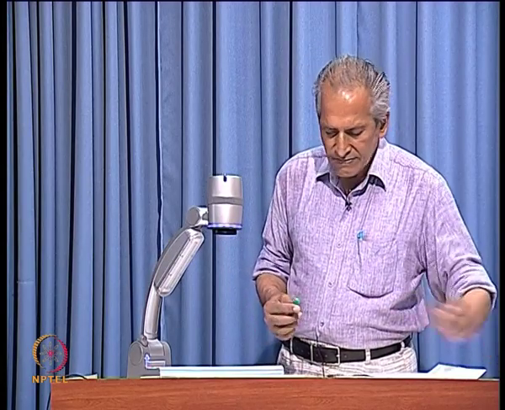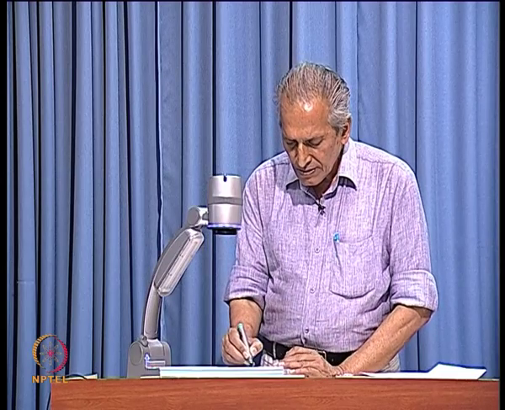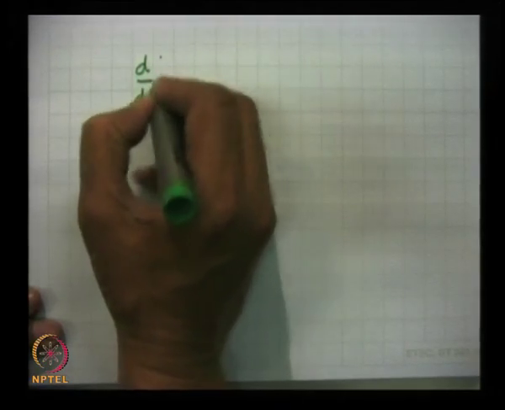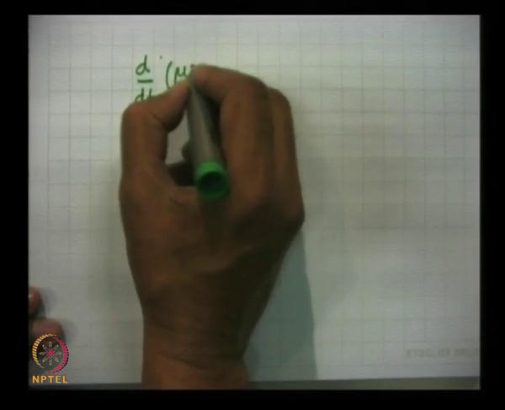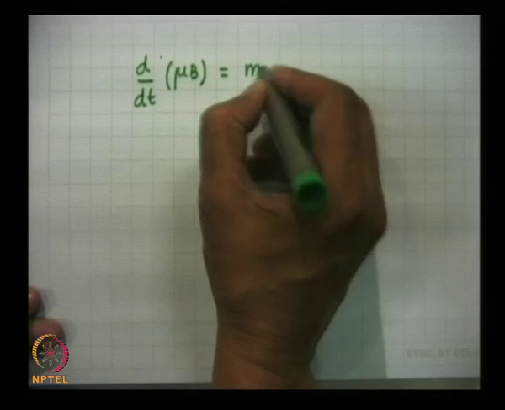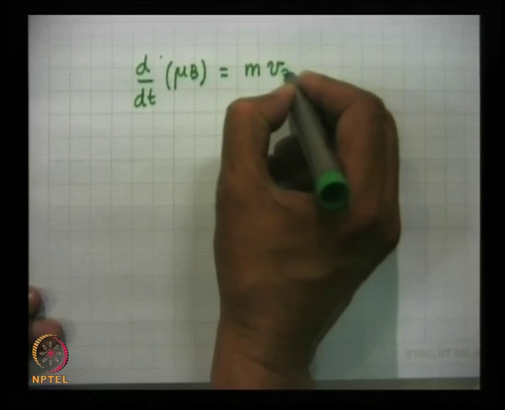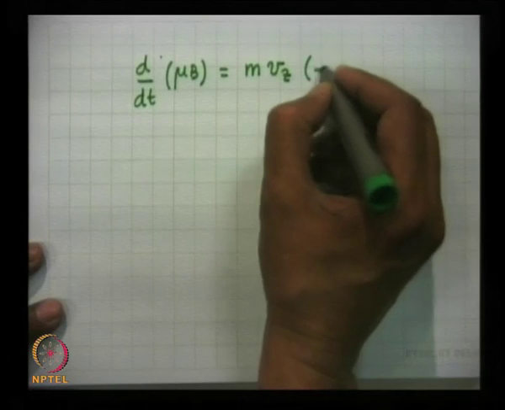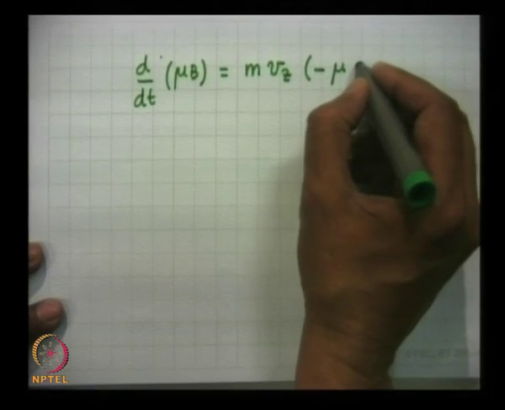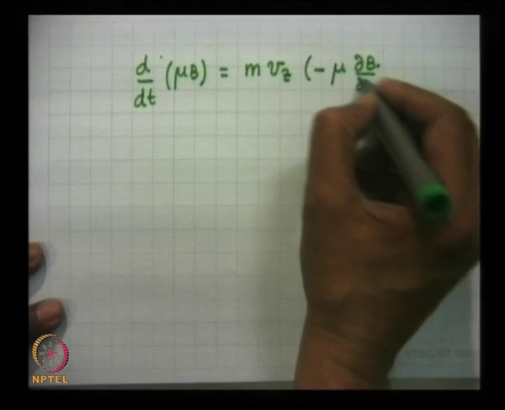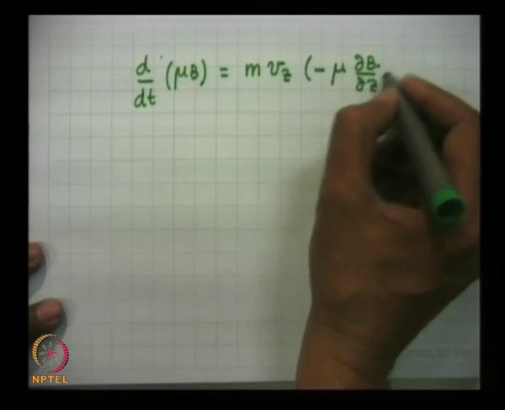I get d dt of mu B is equal to m Vz dVz by dt, which I found to be equal to minus mu into delta Bz or delta B by delta t, because Bz is like B. This is what we got.